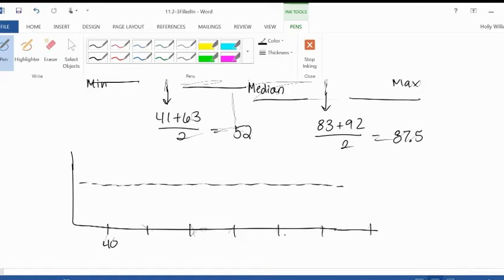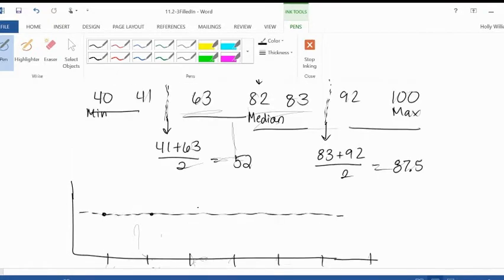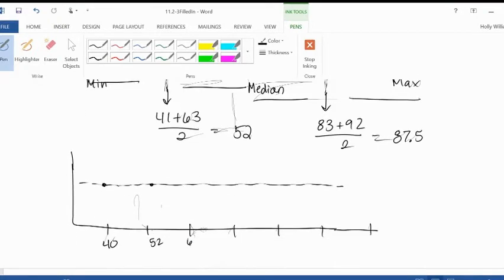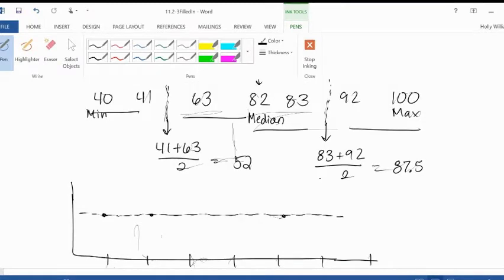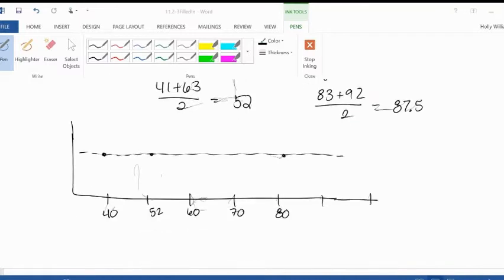Okay, so are we okay that that's 40? Put my point right there. 52 would be about right here. I'm just labeling them specifically. We know my median is 82. So let's see here. There's 60, there's 70, there's 80. So my median is going to be a little bit more. My Q3 was 87.5. So that's going to go right about there. And then my maximum is a hundo. So that's going to go right about there.